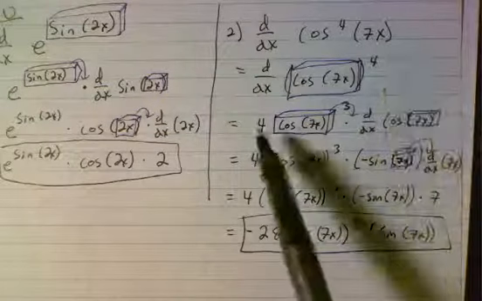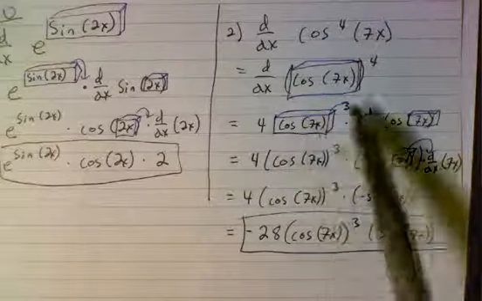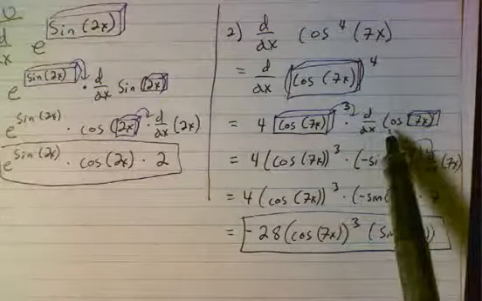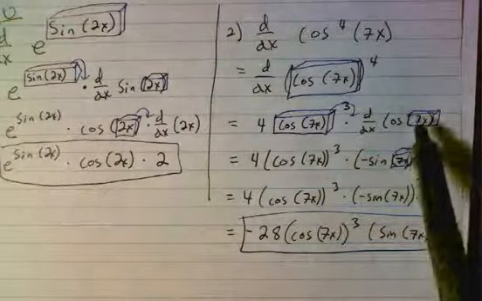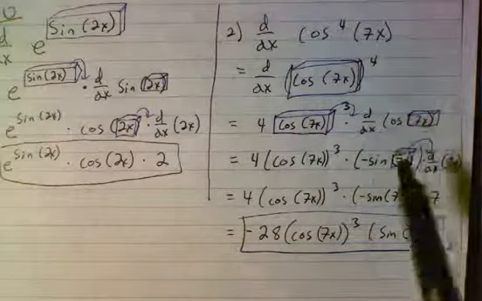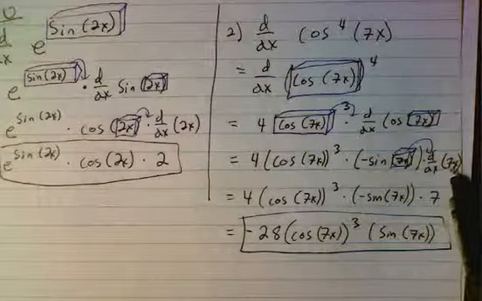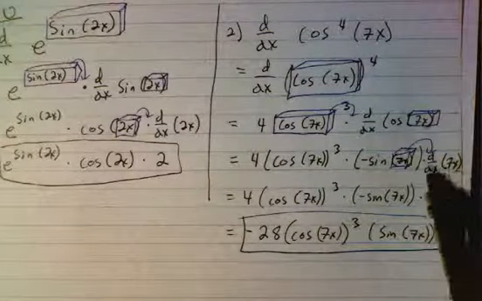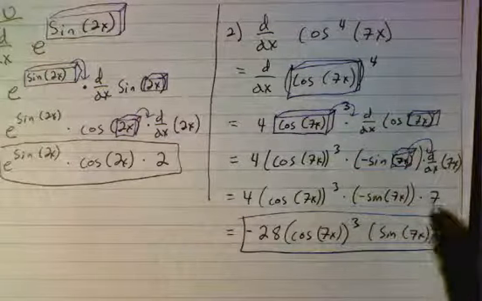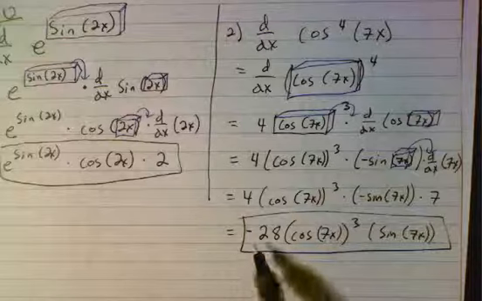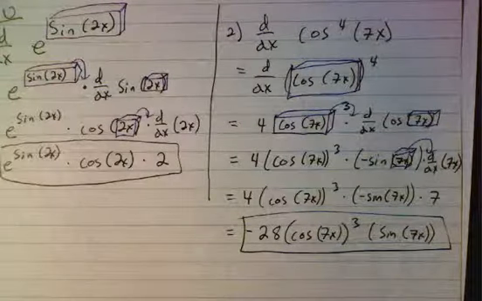Box to the fourth becomes 4 box to the third. Inside the box is the cosine of 7x, so I'm going to have to take the derivative of that. I notice that there's another box function right here. So when I take the derivative here, the derivative of cosine becomes negative sine of whatever's in the box, and then the derivative of what's in the box, which is 7x. Derivative of 7x is 7, which gives me this line right here. Multiply the coefficients together to get negative 28 cosine of 7x, all of that cubed, times the sine of 7x.